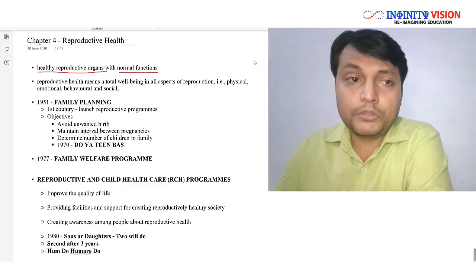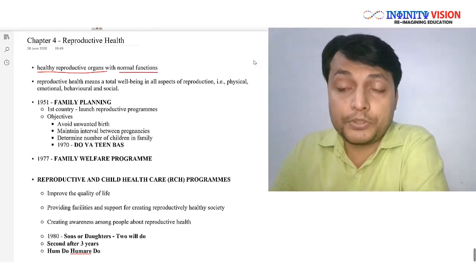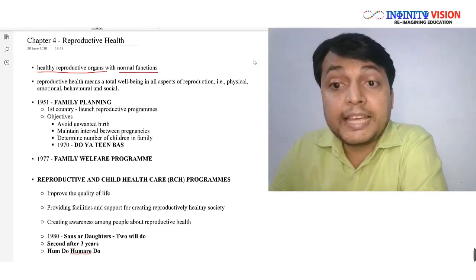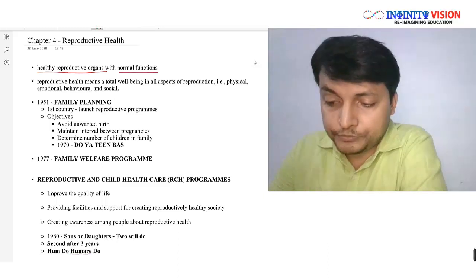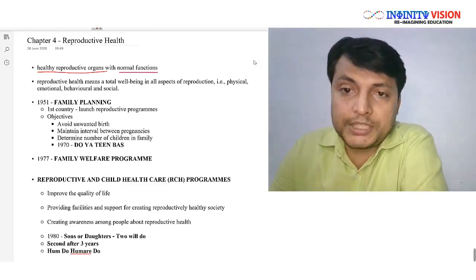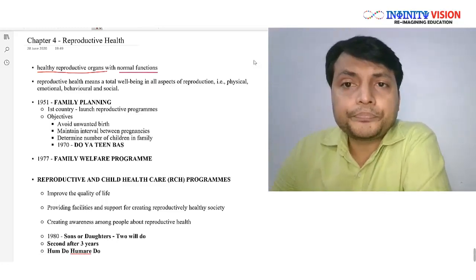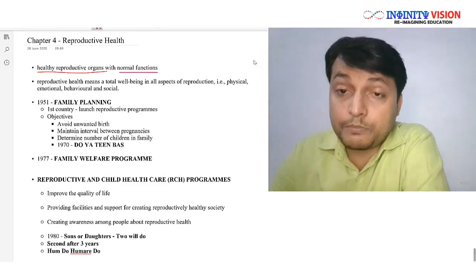So anybody who has healthy reproductive organs and is well capable of producing young ones, or has the capacity to reproduce, is considered to be reproductively healthy. Now, this is a very crude definition. When we go to the WHO, the World Health Organization, the WHO gives another definition, and this definition is more elaborate.